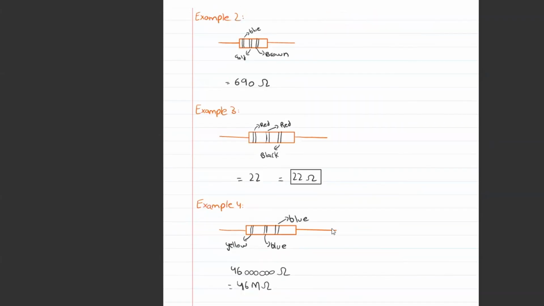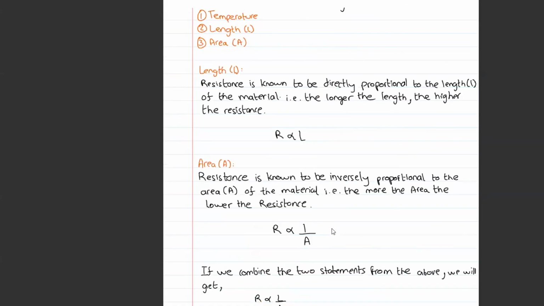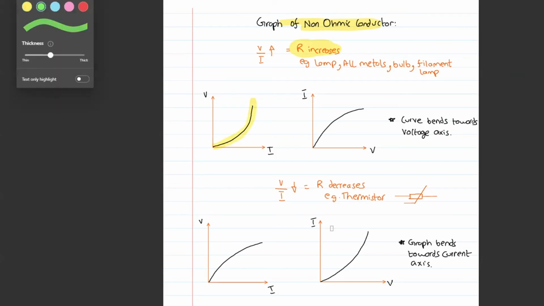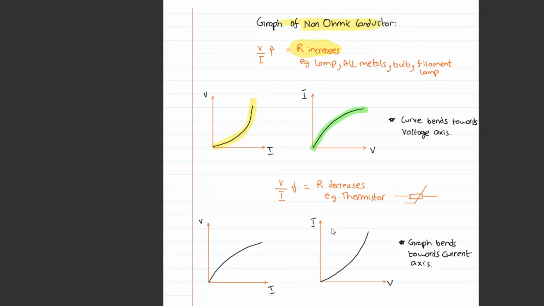फिलामेंट लैम्प is a non-ohmic conductor. Where do we have it? Yeah. Filament lamp is a non-ohmic conductor and its resistance increases with the voltage. So beta filament lamp का voltage versus current graph is an increasing curve like this. And the filament lamp का current versus voltage graph is a decreasing curve like this. So we have to draw this on the examination. Chalo, let's draw this. Perfect.